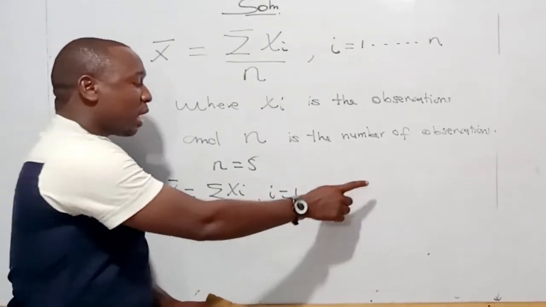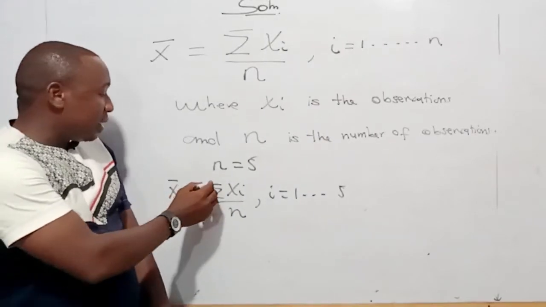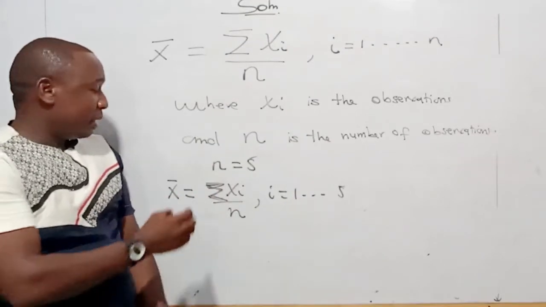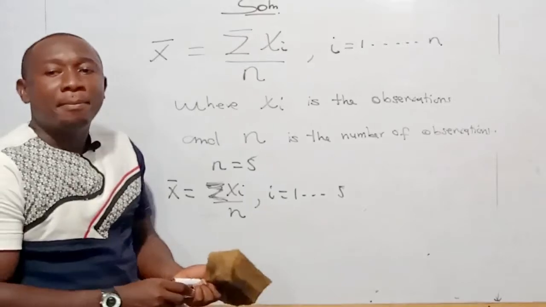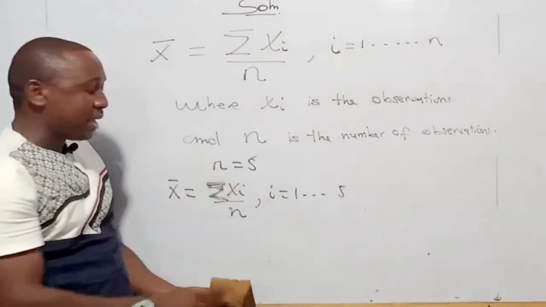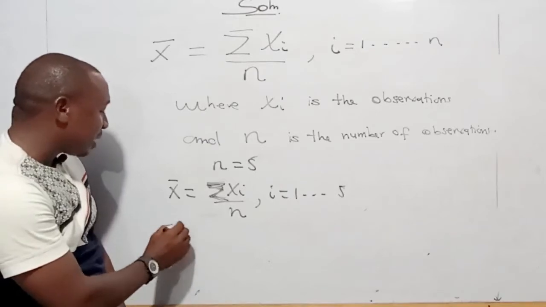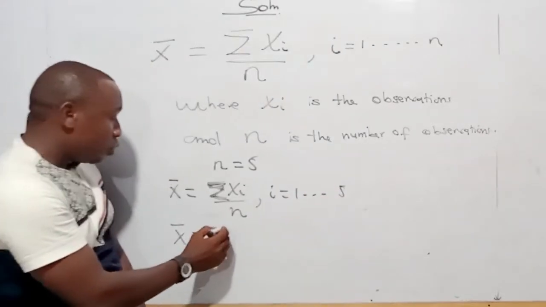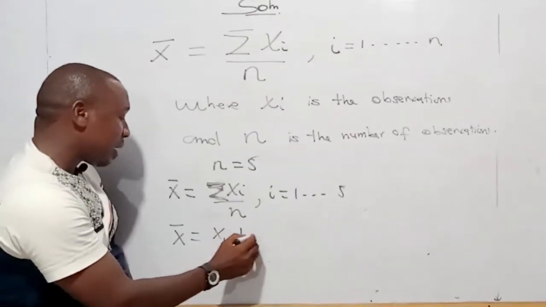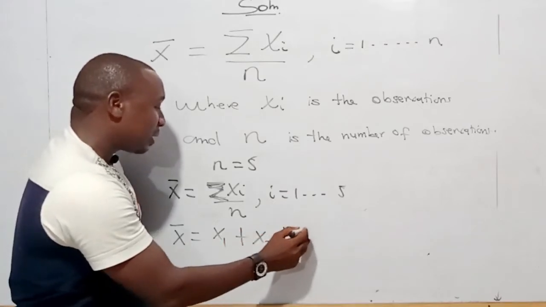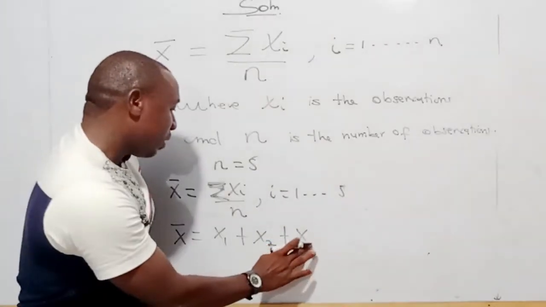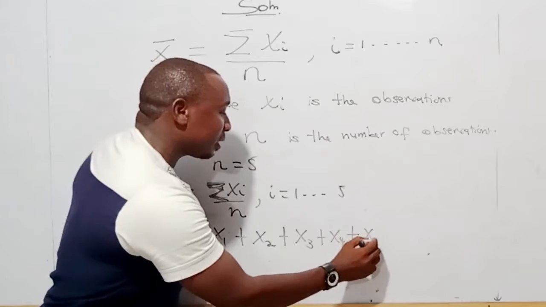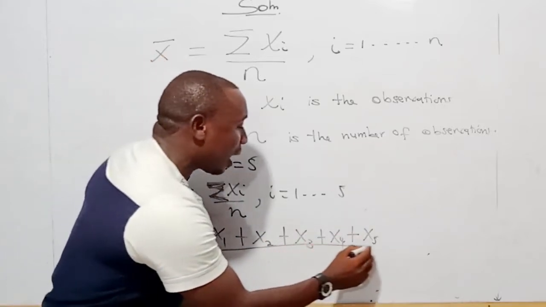If i is taking values from 1 up to 5, students normally call this symbol sigma. The sigma here has a meaning. The meaning of this sigma is the sum of all the xi's. So x bar will be equal to the sum of all the xi, i takes values from 1 up to 5. So it means we'll sum x1 plus x2 plus x3 plus x4 plus x5, all out of n.